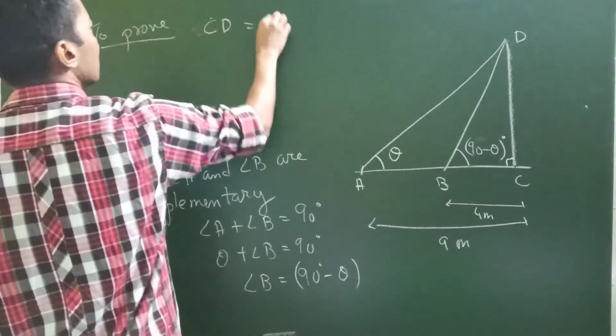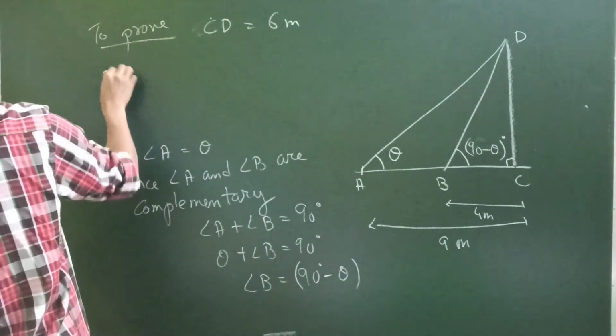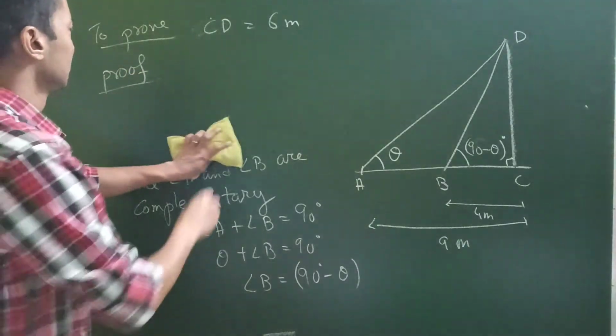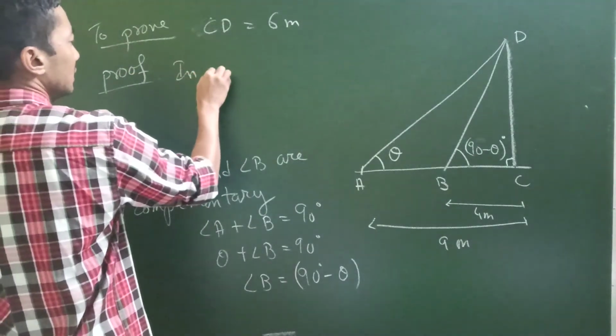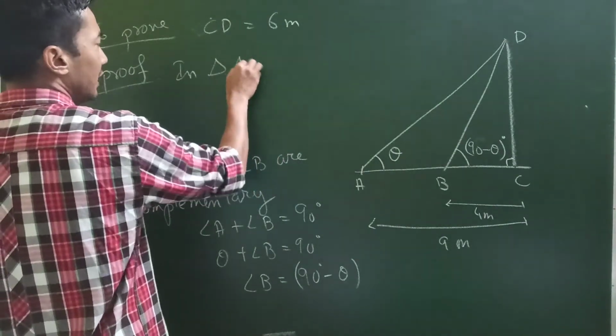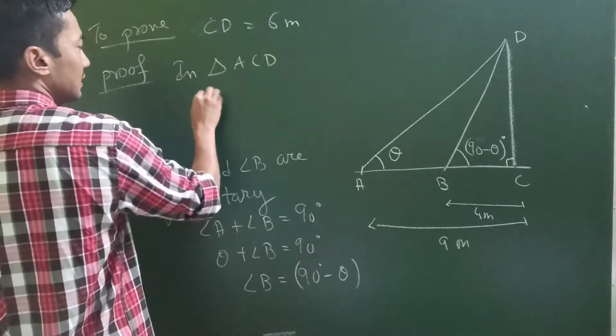To prove the height of the tower is 6 meter. Okay, let's go for the solution. Let's go for, in triangle, any one triangle. Okay, in triangle, let's say ACD.